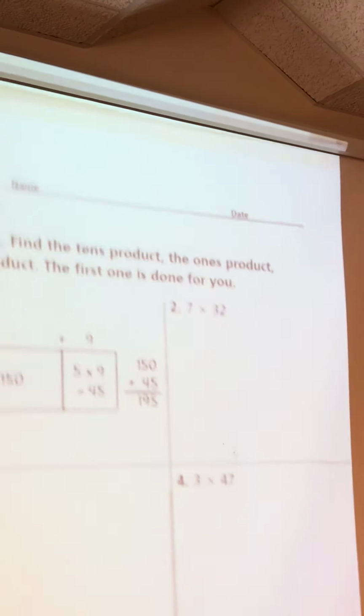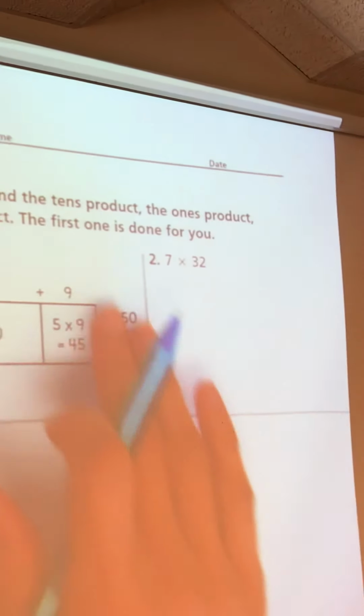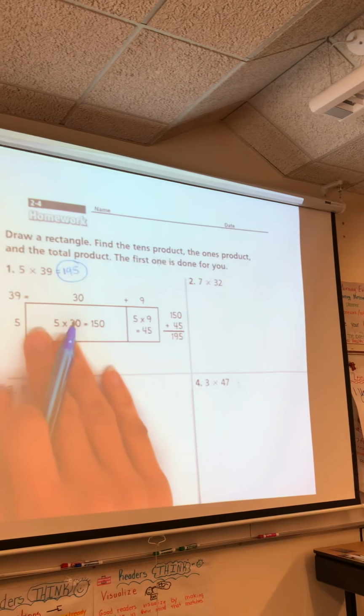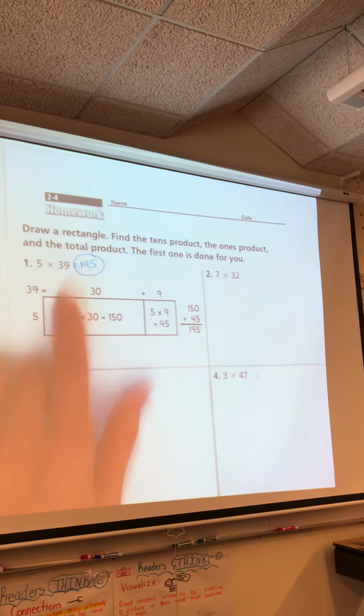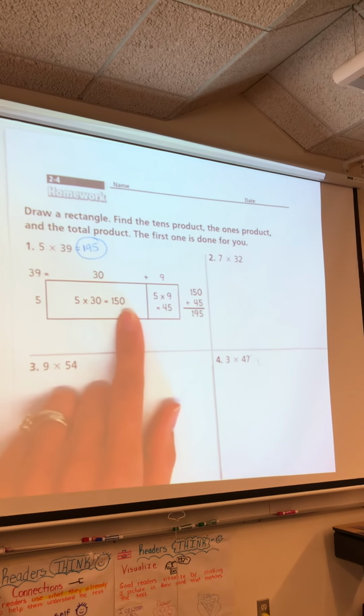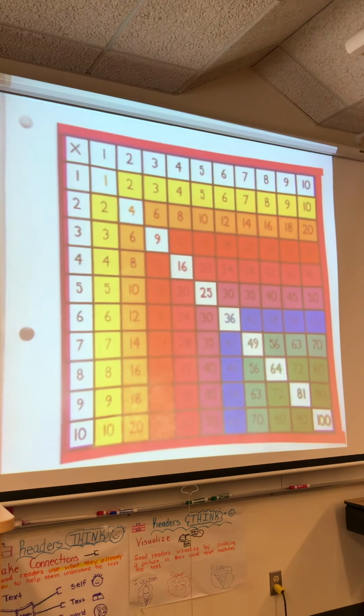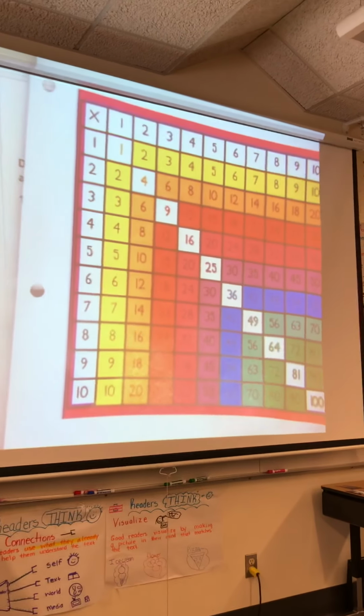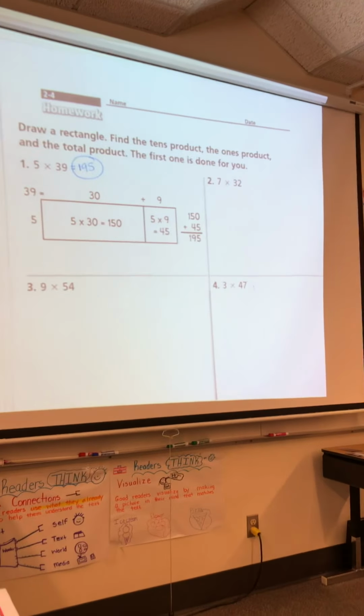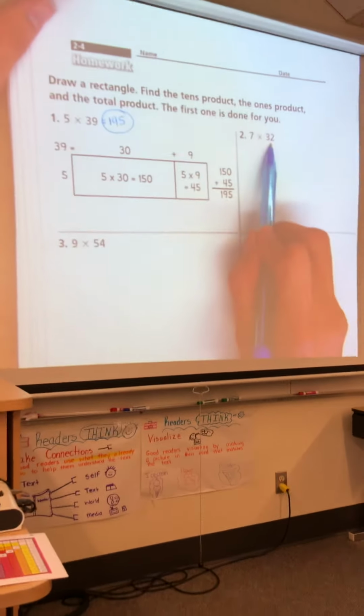For 2-4 homework, you'll want to make sure that you take a peek at this very first one. Take a look at it and see how they solved it, just to remind yourself how to do this. And then you'll want your multiplication cheat sheet in front of you as well, so that you can make sure you're multiplying accurately. All right, I'm going to show you how to do 7 times 32.